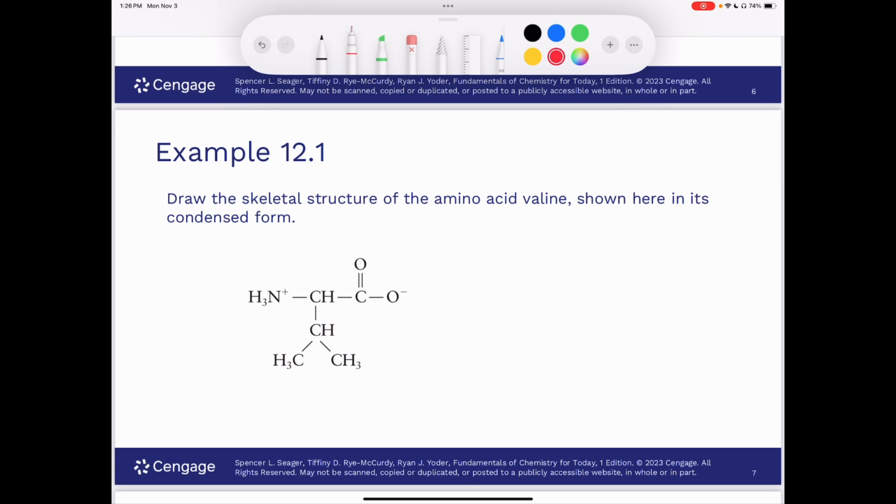Example 12.1, draw the skeletal structure of the amino acid for valine. So this is valine shown here. And we need to draw the skeletal structure, since valine is shown here in its condensed form.